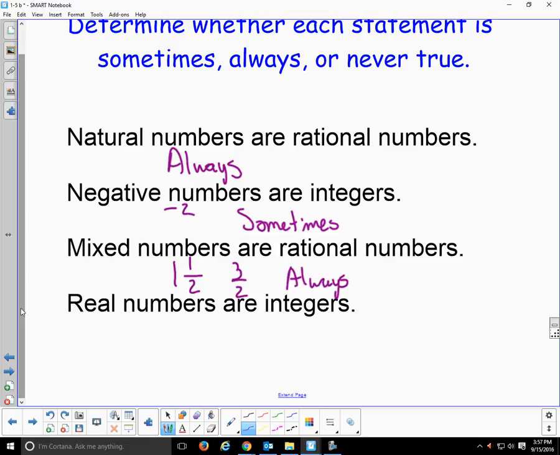Real numbers are integers. Sometimes. Some real numbers are integers, but some real numbers aren't. Just like here, negative numbers are integers. Some negative numbers are integers, but we found some negatives that aren't. So some real numbers are integers, some real numbers are not. So this would be sometimes.